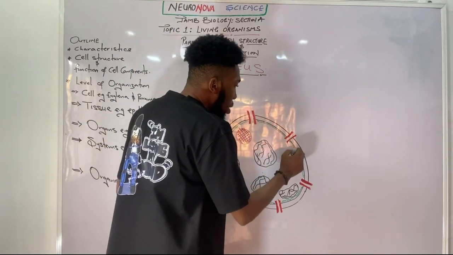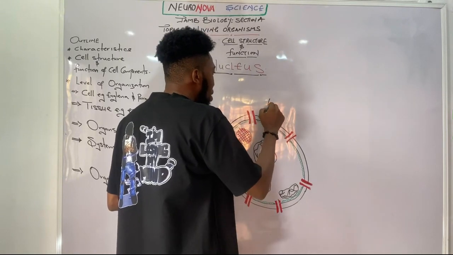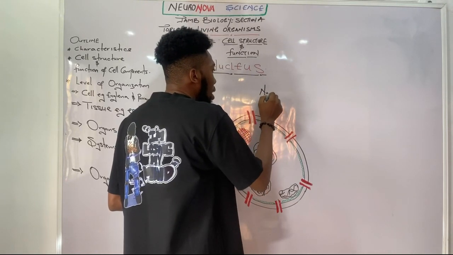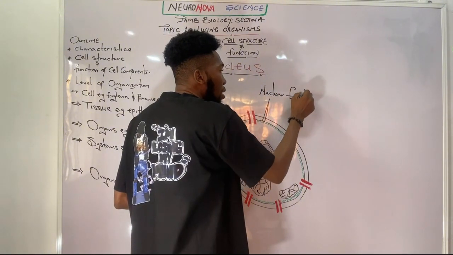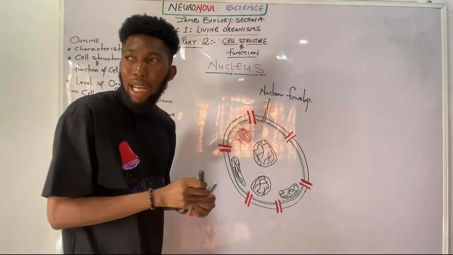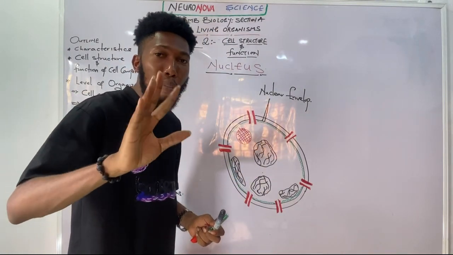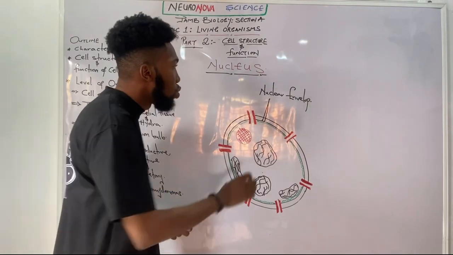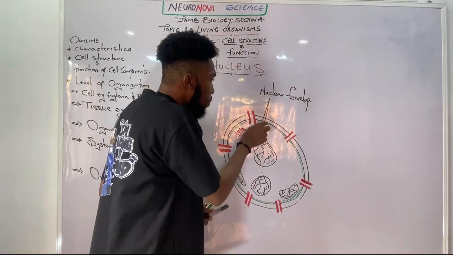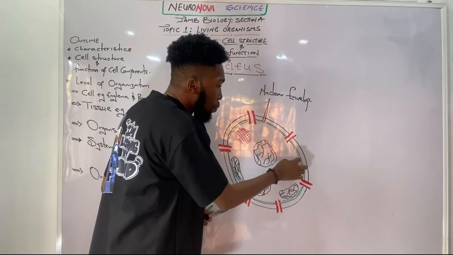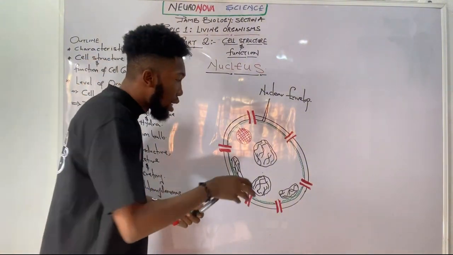I'll do it this way. I'm going to bring it in this direction. So these two things here represent the nuclear envelope. One of the things we can identify about the nuclear envelope is that it is a double membrane bound organelle. You can see that it is made up of two membranes. Each line is representing one membrane, so it's double membrane bound.